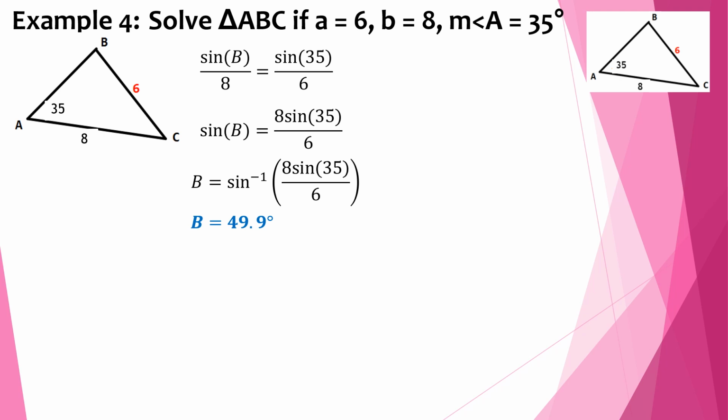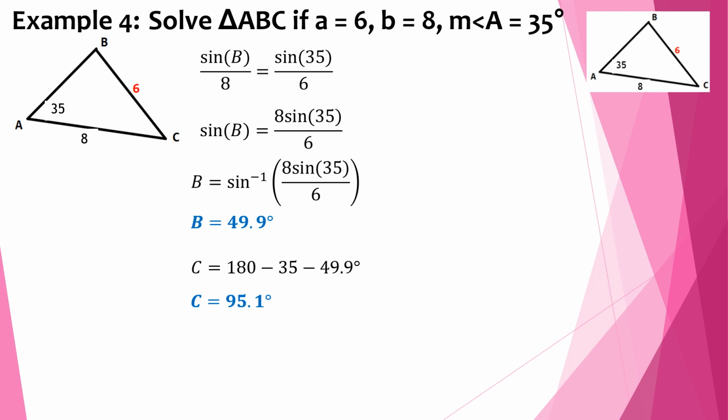Cool. All right. To get the measure of angle C, piece of cake. Subtract everything from 180. 180 minus the given 35 for A and the 49.9 for the measure of angle B gives us a value of 95.1 degrees for the measure of angle C.